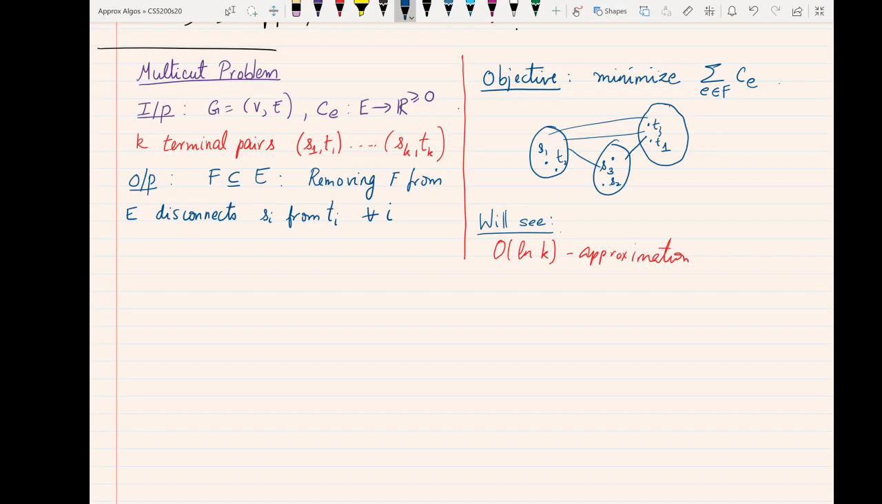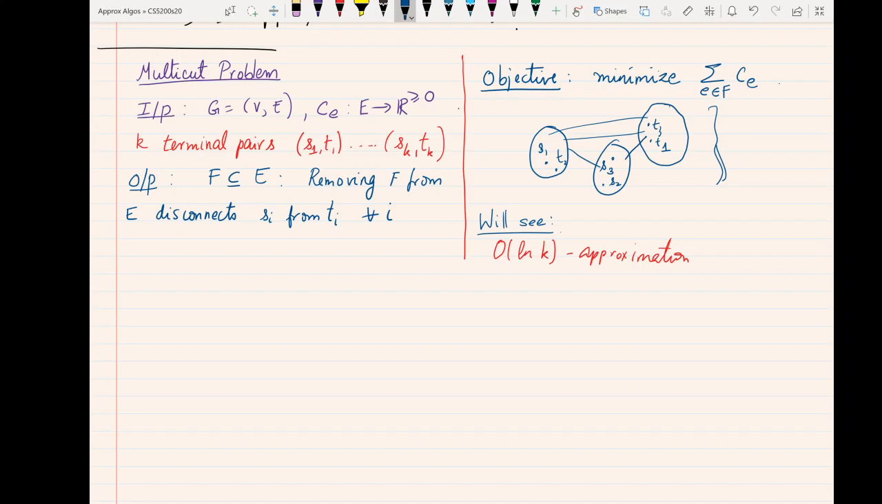So recall the statement of the multicut problem that I told you at the start of the class. The input is an undirected graph with costs on the edges, and you have k terminal pairs now. So this strictly generalizes the multi-way cut problem. These terminal pairs are called Si, Ti, and the output is a subset of edges, which again we'll call F, such that removing F from the edge set disconnects Si from its corresponding paired terminal Ti. The picture that you should keep in mind is the one that is drawn on the right above. And what we'll see is an order log k approximation for this, where k is the number of terminal pairs.